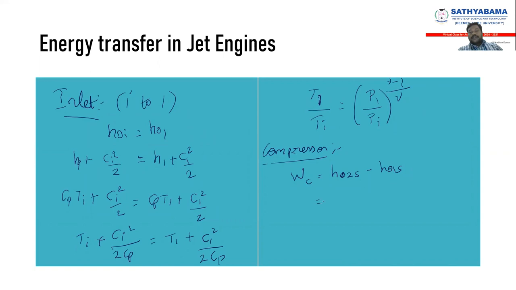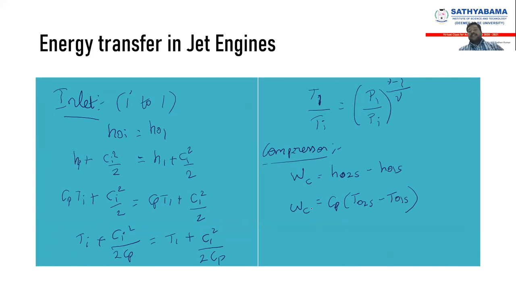By the definition of enthalpy, it is Cp into T. So we can take Cp common outside, and then write T02S minus T01S. If we consider work done of the compressor, theoretically we will estimate using this formula: work done of the compressor is Cp times T02S minus T01S. This is the formula for work done of the compressor.